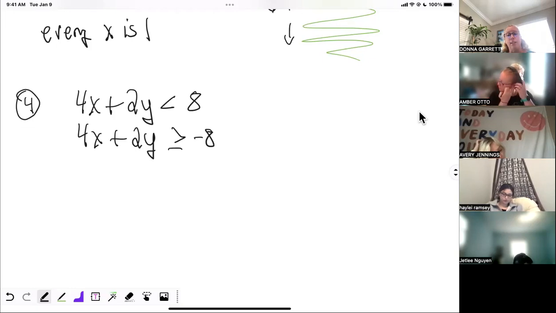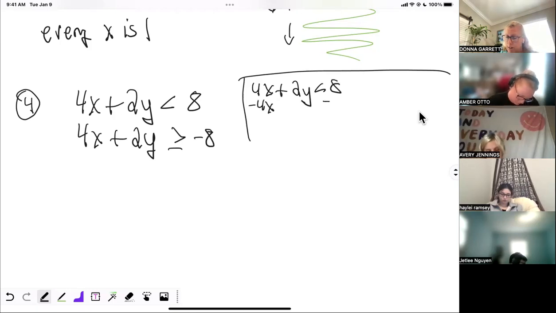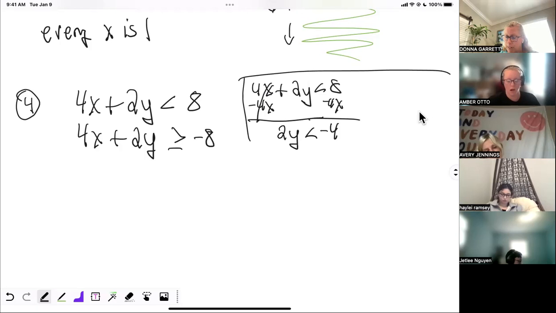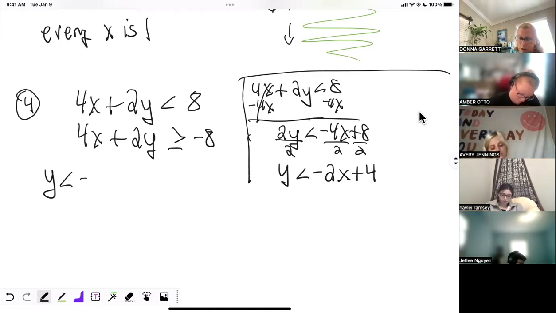Number 1, I can't graph that till I solve for y. So we're going to solve for y. So here's my box. This is my little scrap work. Of course, I should see this on your test, right? So I'm going to subtract 4x. 2y is less than -4x plus 8. Divide everything by 2. Now it's a positive 2, so I don't flip my signs. Y is less than -2x plus 4. Okay, that's my new equation. I can actually cross that out so I remember I did that one.